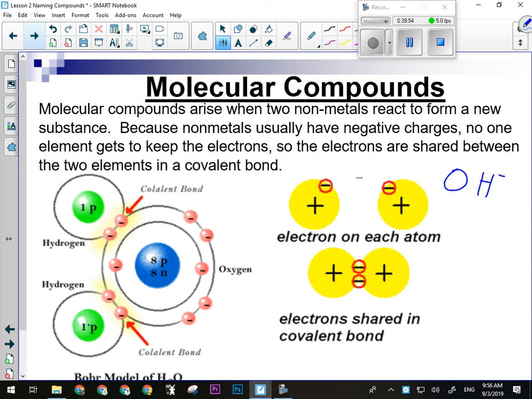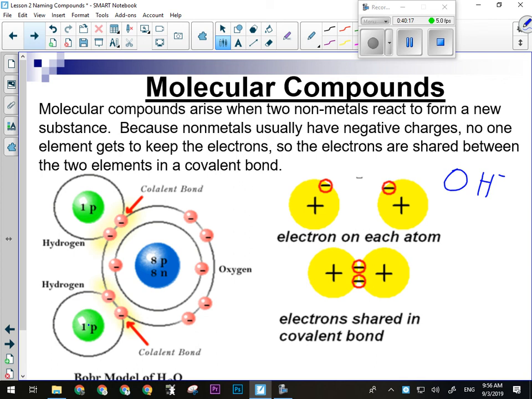So nonmetals usually have negative charges. No one element gets to keep the electrons. They share them, and that's the covalent bond. The other thing is, because they're sharing them, there's not going to be any dropping and swapping. The charges are balanced, but they're balanced because they're shared, not because they're traded. So we don't use the drop and swap, and we have to use what in the name?